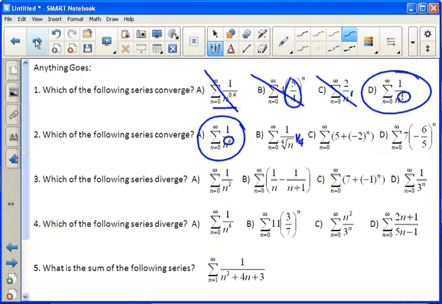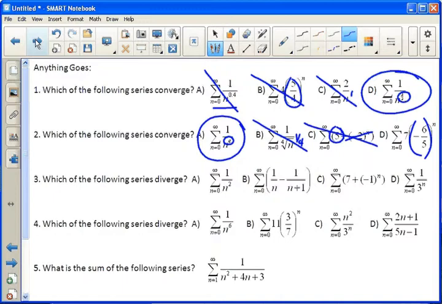C is alternating, so it's going to diverge because if you ignore this part and take the limit, you're going to get 5, which is not 0, so that diverges. I shortcutted that a little bit, but it worked. D, we have geometric. The r is greater than 1 as far as absolute value. That's what matters. So it also diverges.